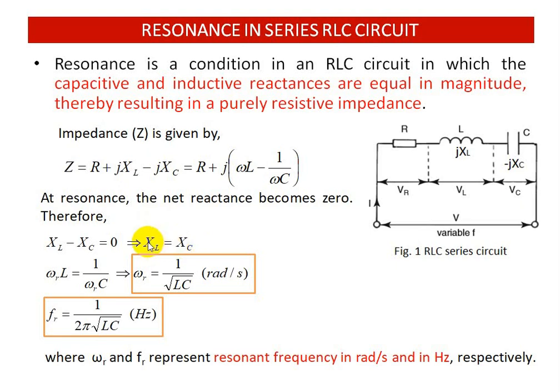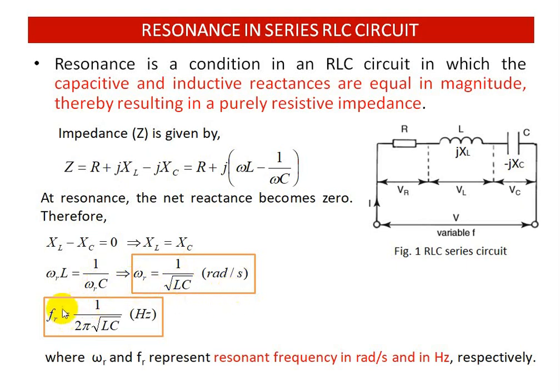I am calling the resonant frequency as omega R. So at resonance, XL will be omega R into L, and this will be equal to XC, that is 1 by omega R C. From this, we can get an expression for omega R, which will be equal to 1 by under the root LC, and its unit is radians per second.